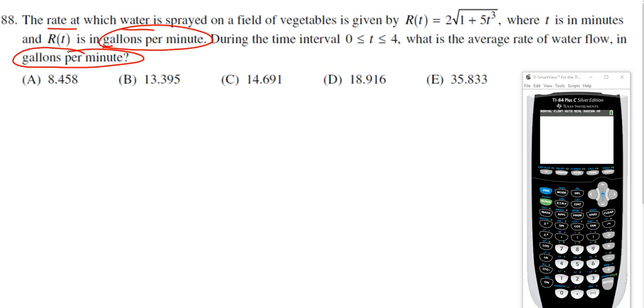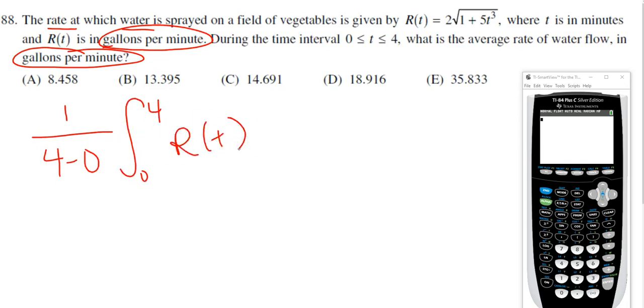So what you're trying to do is find the average value from 0 to 4 of R of t. Okay, so just look, units will tell you a lot. We want the average rate of flow, and you are given the function that gives rate of flow. So I want to apply the average value formula, which is 1 over b minus a integral from a to b of whatever function you're trying to find the average of, which in this case is R of t.